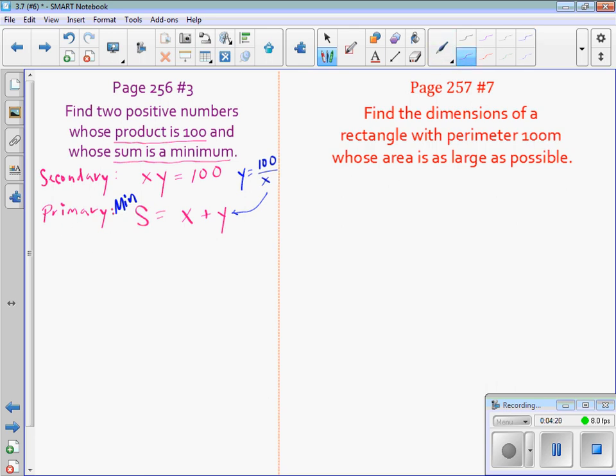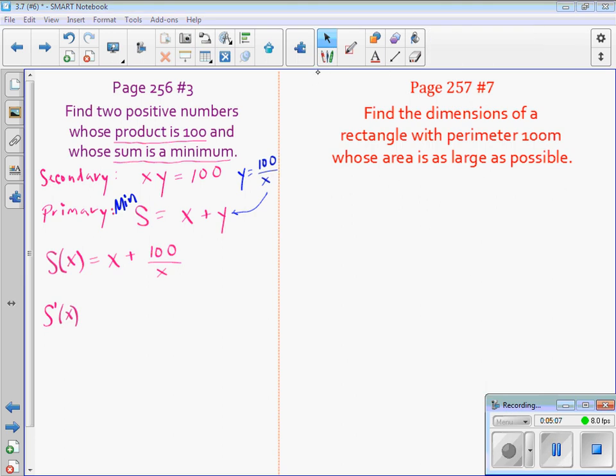So now you have a primary equation that's just in terms of x. So then we've got x plus, instead of y, we put 100 over x. And then think about how you can find a minimum. What would we do next? Take the derivative, and then what? You want to do the number line thing. So you're going to find when the derivative is 0, put those on the number line, and then try to find where it's increasing, decreasing, and then see if you can find the minimum. So I'm going to give you a couple minute head start on that.